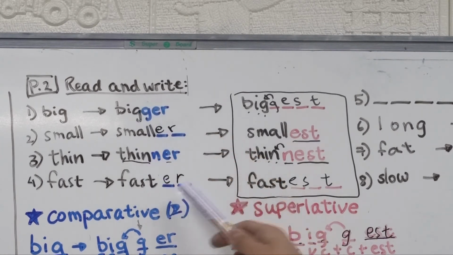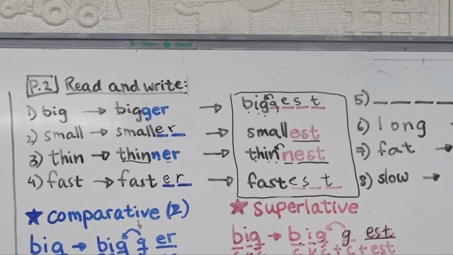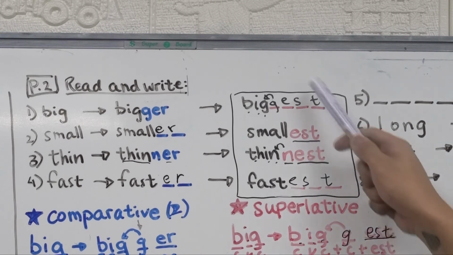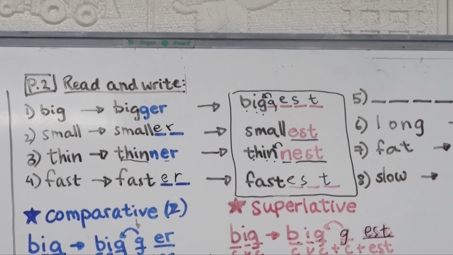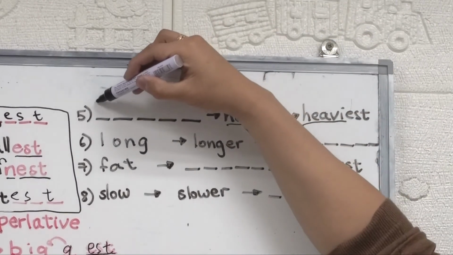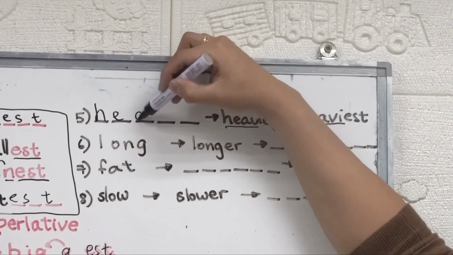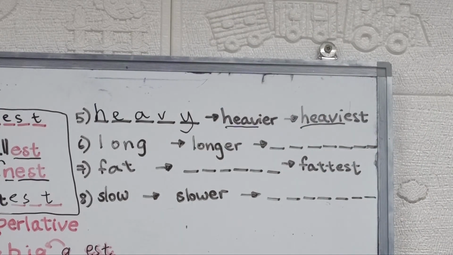So, ER, right? ER is comparing two people or two things. EST is the only one, right? Maybe in 50 people, only one is the biggest. Only one is the smallest, right? Now, what about the word? We have heavier, so heavier, heaviest. It will go back to the word heavy. Heavy, right? Heavy.